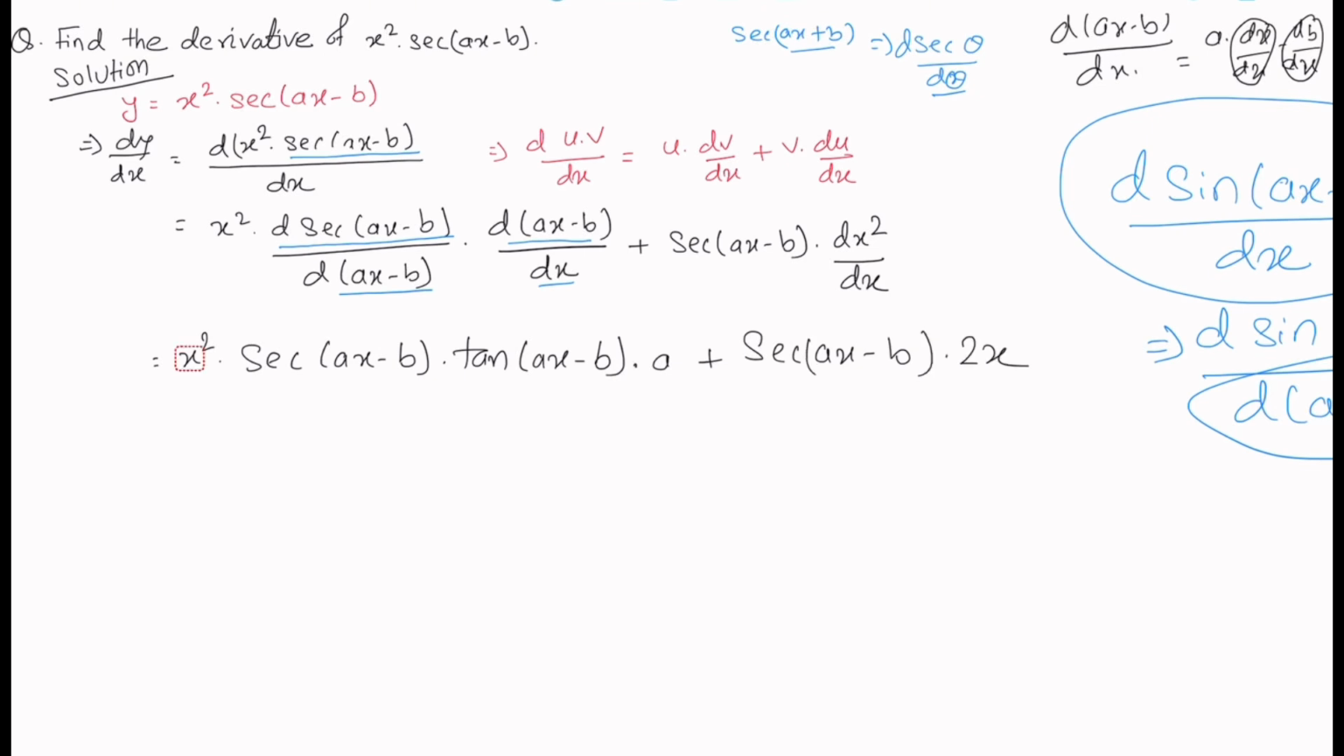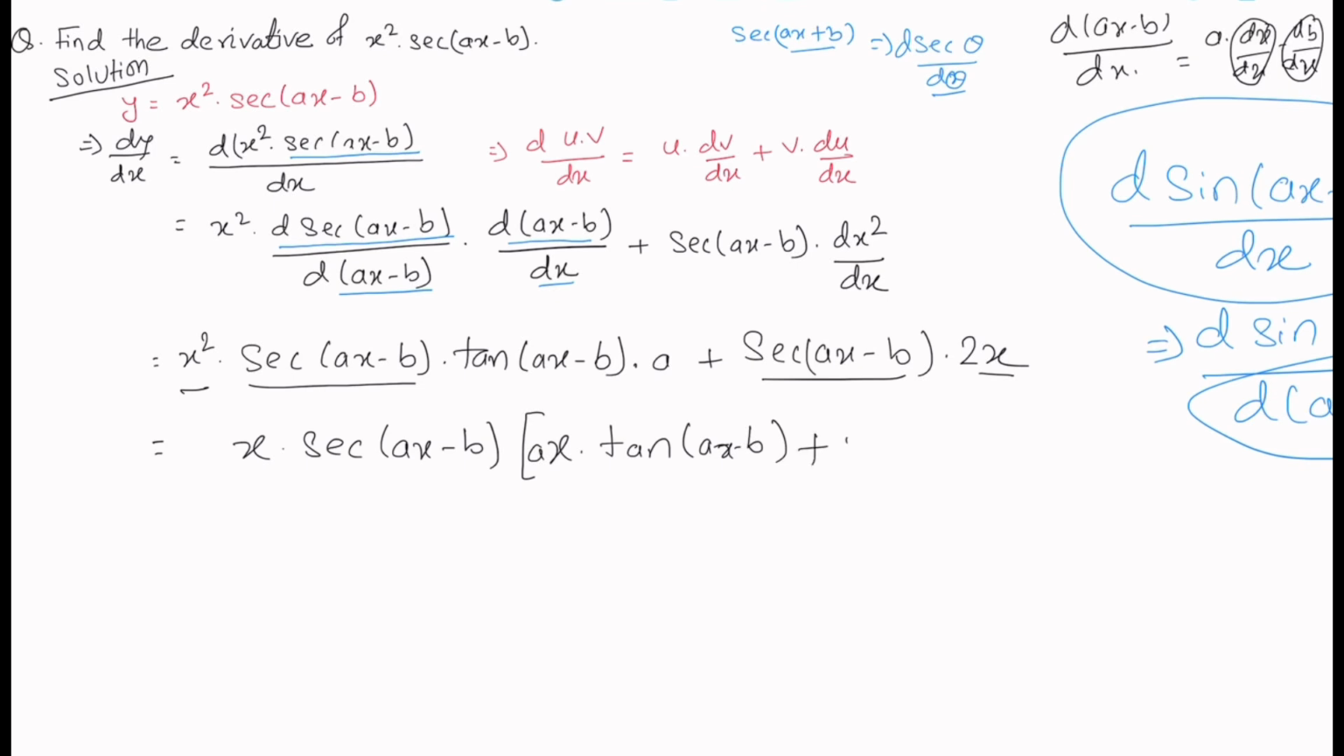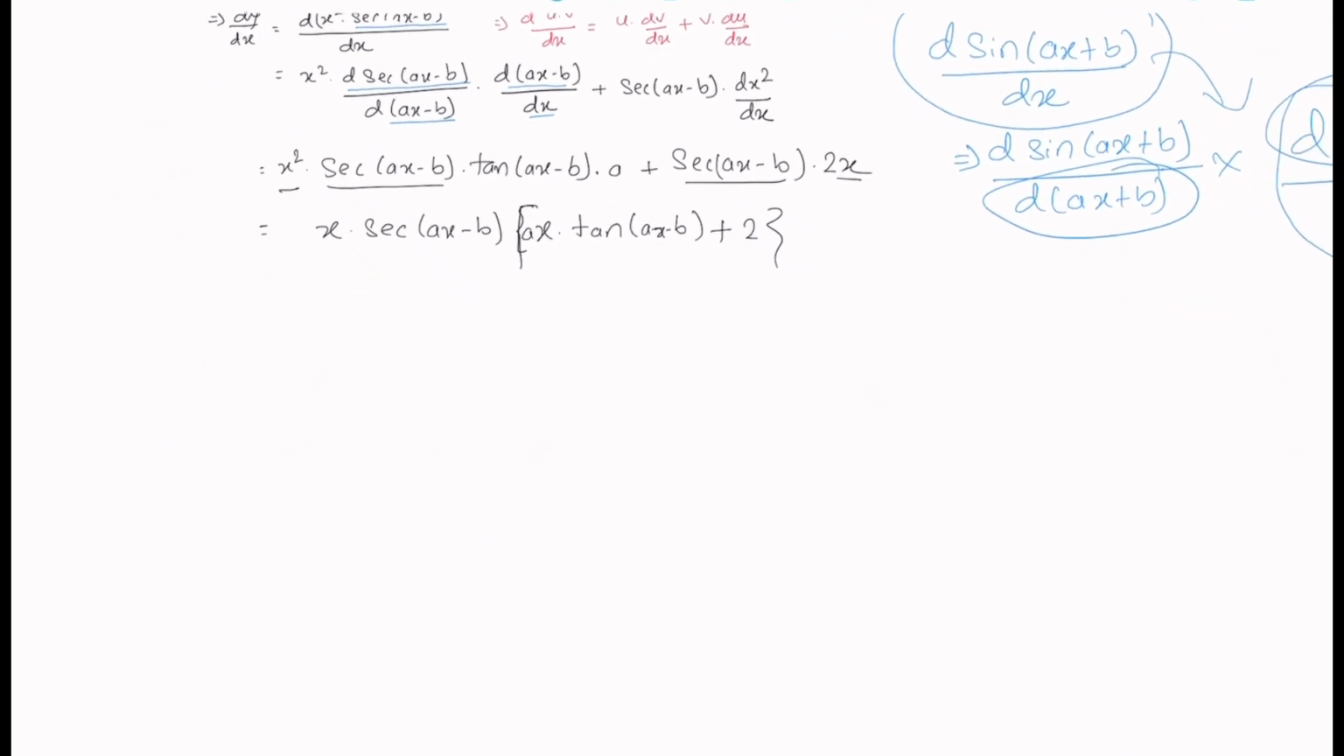Plus sec(ax minus b) times 2x. So now we can take common from here, we can take sec(ax minus b) common and x from here common. So we will write here x times sec(ax minus b) bracket start, x times tan(ax minus b) times a plus 2, close curly bracket. This is our answer. Let's solve one more numerical example.